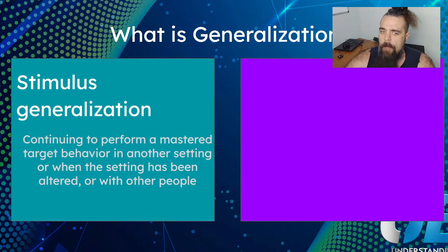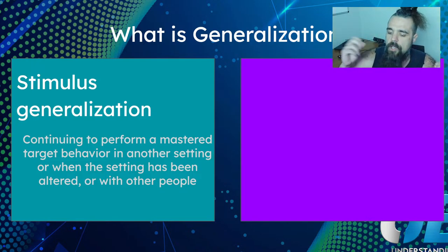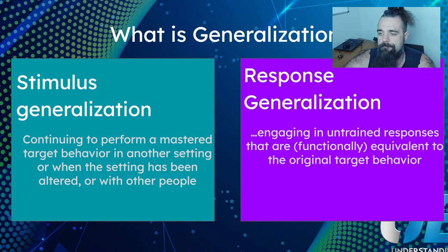So we'll break this down. We've got stimulus generalization. So here's another way to define it. It's continuing to perform a mastered target behavior in another setting, or when the setting has been altered, or with other people. I wish I had changed this definition. It's not my favorite, but essentially it's the transfer of effects from one stimulus to another stimulus, and this new stimulus is gaining these properties.